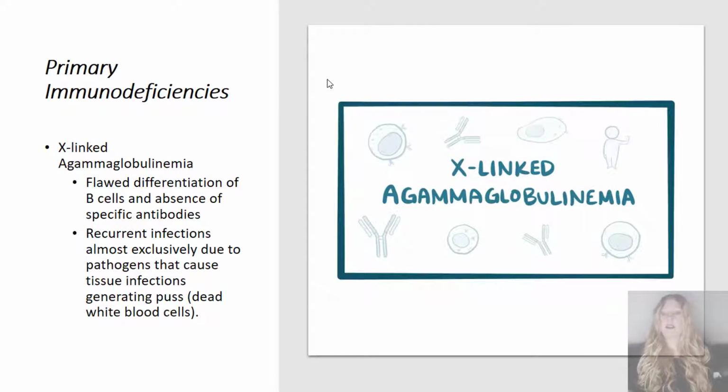We also have X-linked agammaglobulinemia, which is the flawed differentiation of the B cells of the immune system that causes an absence of specific antibodies. This leads to recurrent infections almost exclusively due to pathogens that cause tissue infections, which generate pus. Pus is caused by dead white blood cells.